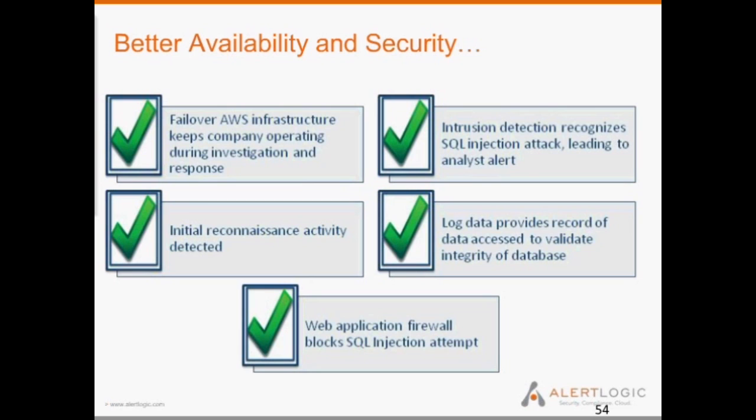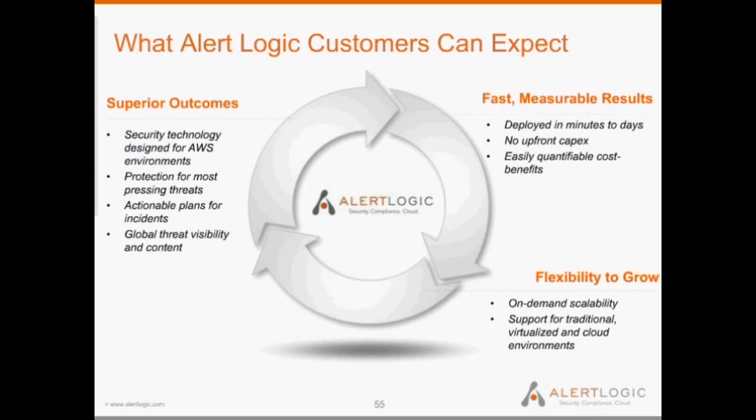What you can expect from ALERTLOGIC. We designed our technologies for AWS environments, as I've spoken about a number of times here. We deliver outcomes, not products. We ultimately measure ourselves based on the quality of the intelligence we're providing and the quality of the prevention we're offering, not based on being able to ship a product to you.